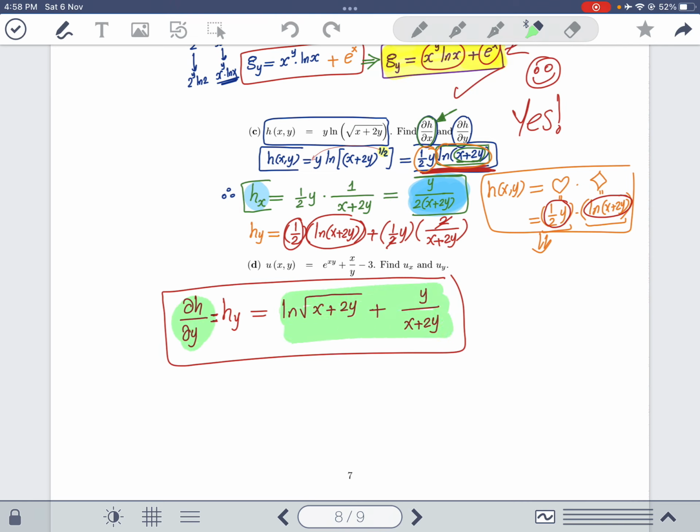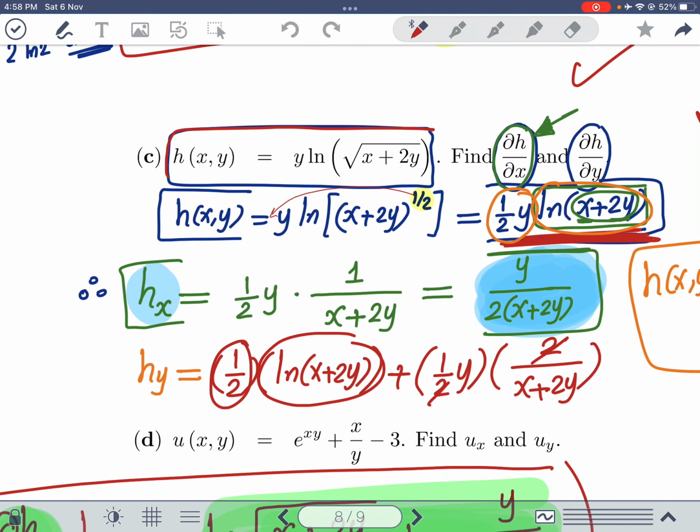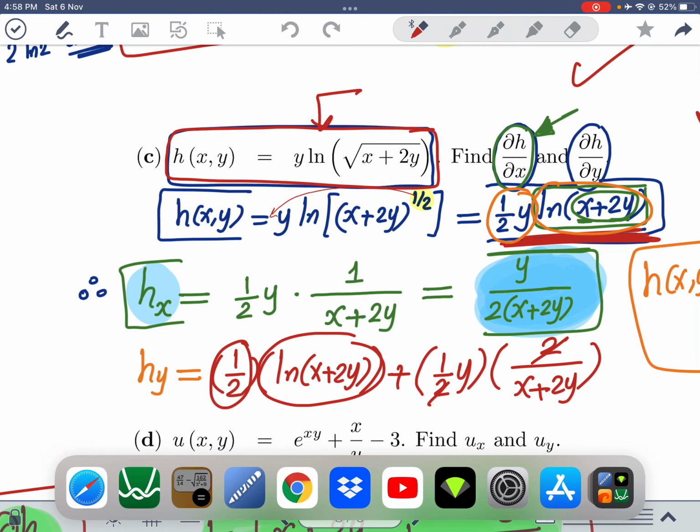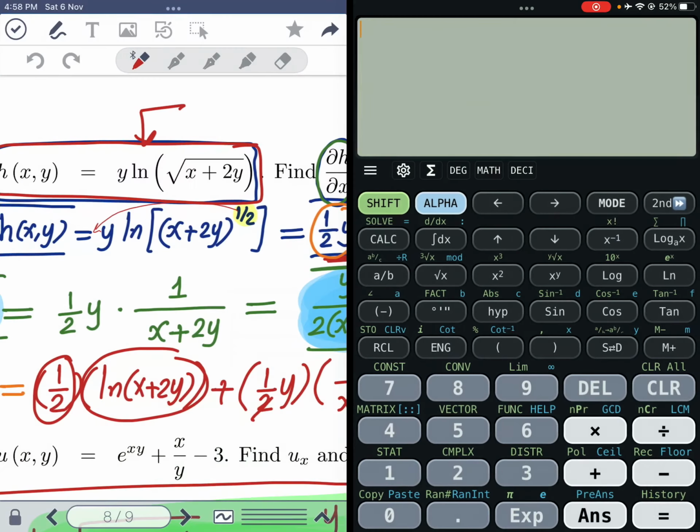Let's check with our calculator. First, remember what was h? H was the thing that you have here. So this is, put it in the calculator. That's what I'm doing right now.